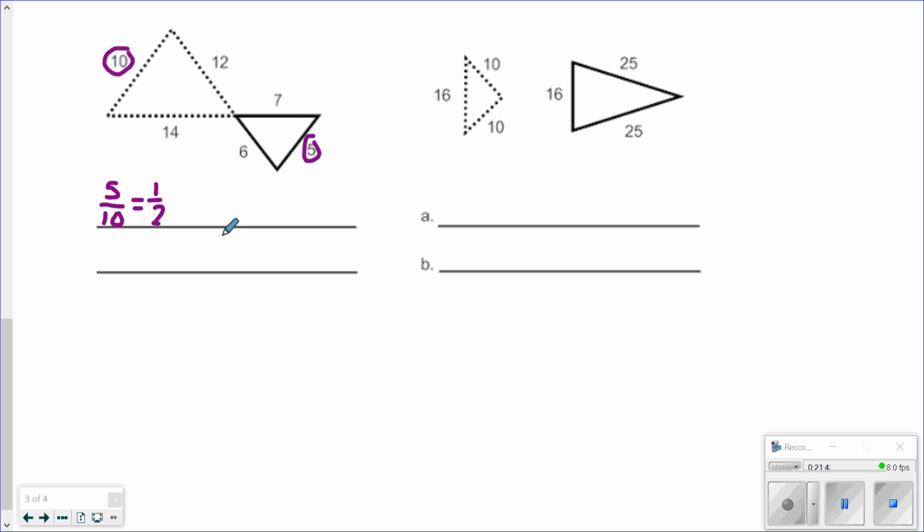Let's see if that works for all these. So the next one would be 12 and 6. That's also 1/2. And then 14 to 7, that would also be 1/2. So yes, these are similar. And we can say side, side, side. I do have vertical angles here, so I would also accept side angle side if you noticed right away that those are vertical angles.